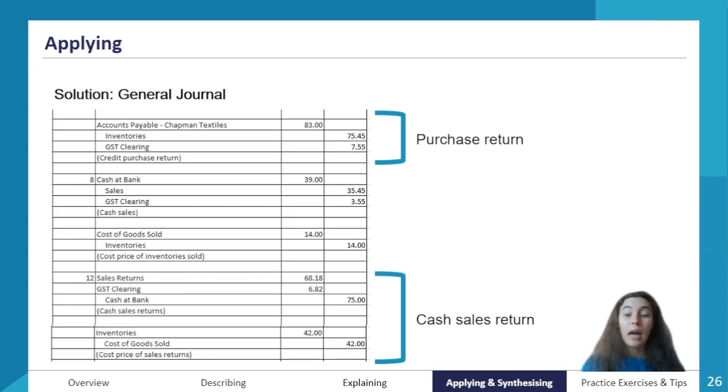We've got the cash sales return as well. So we have the sales returns dedicated account here. The cash at bank is going down because it's a cash sales return, not a credit one. And then here the inventories are going up because the customer is returning those inventories to us, and the cost of goods sold is going down. So that's the opposite of what the purchase transaction usually looks like.